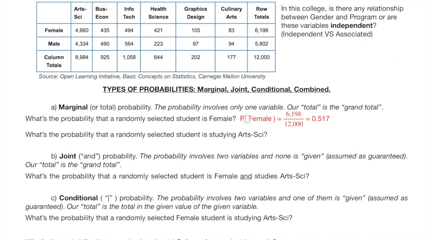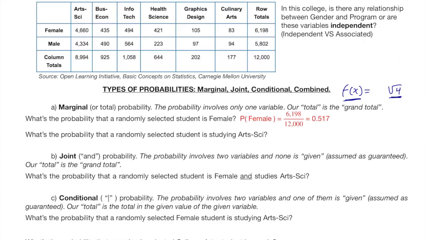This P parenthesis female means the probability of female. It's not P times female. In mathematics, the parentheses also mean a function evaluated in a value. We see this in expressions like f of x equals whatever, or the square root of 4. This is not the square root times 4. It's the function square root evaluated in the number 4.